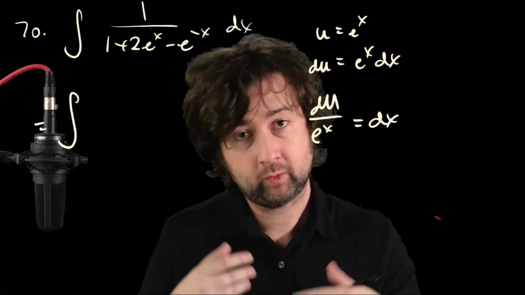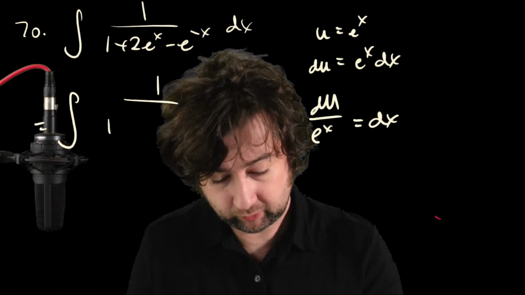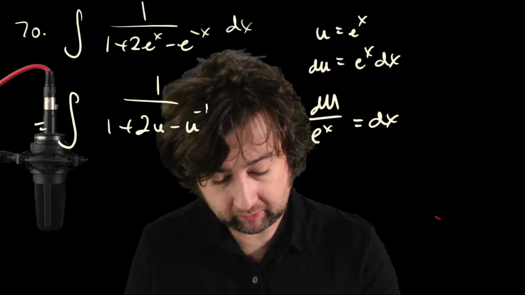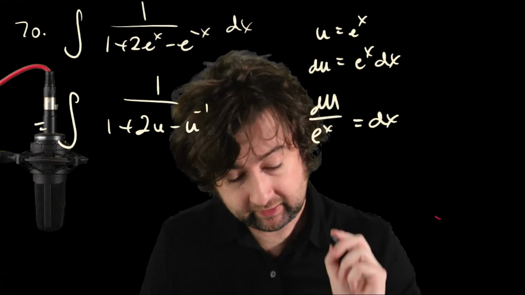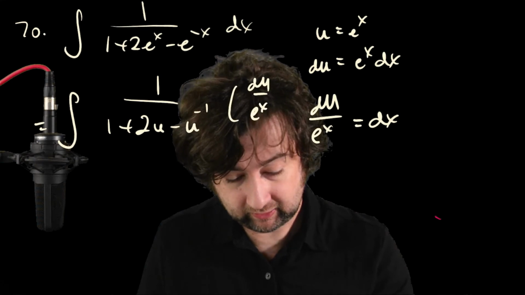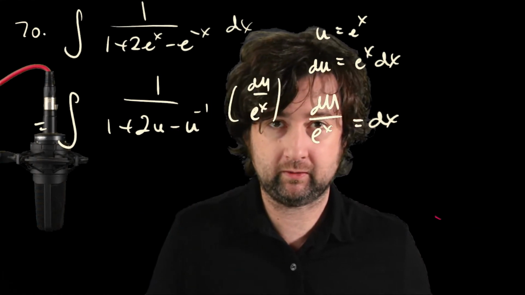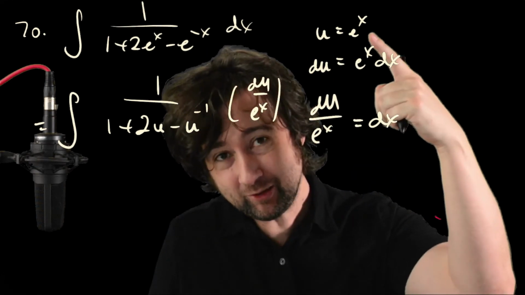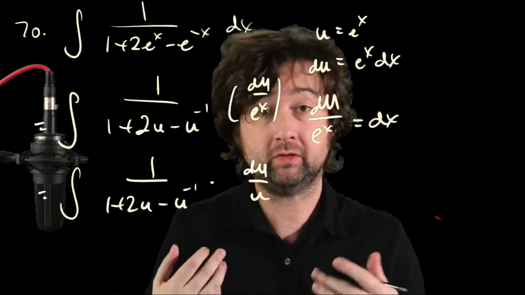If we do that, what we end up with is the following. We have 1 over 1 plus 2u minus u to the minus 1, because that's really a 1 over e to the x right there. And then dx got replaced with du over e to the x. And you think, shoot, I still have this e to the x floating around. But e to the x is actually u. This might feel like cheating, but if you've got a substitution, you can use it.